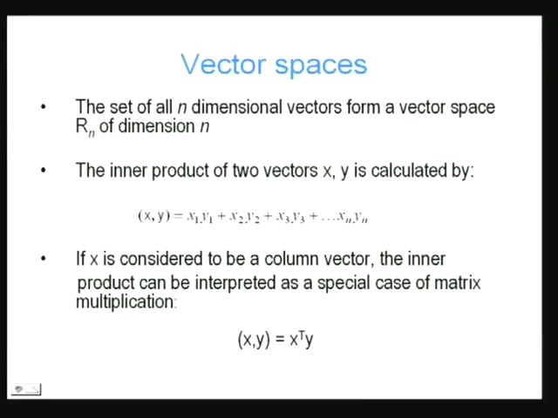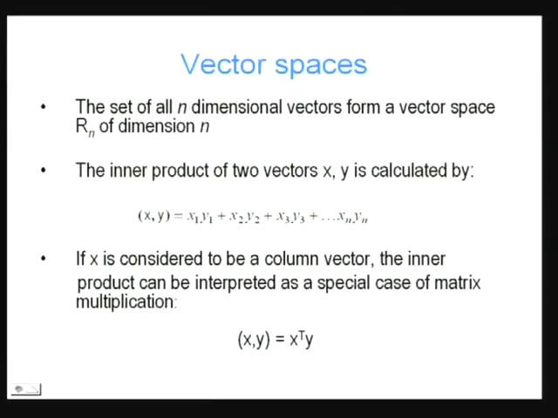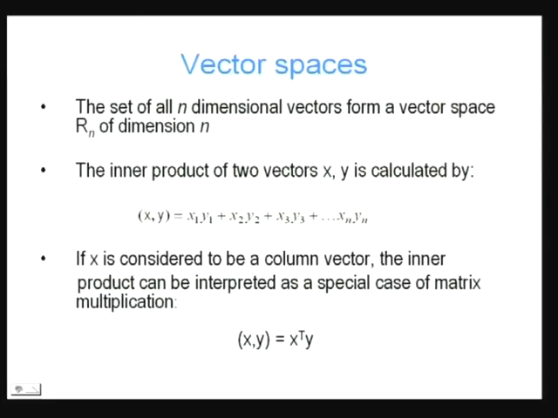If x is considered to be a column vector, the inner product can be interpreted in matrix notation. The inner product between x and y can be interpreted in matrix notation as the transpose of x times y, as the product of the transpose of x and y.